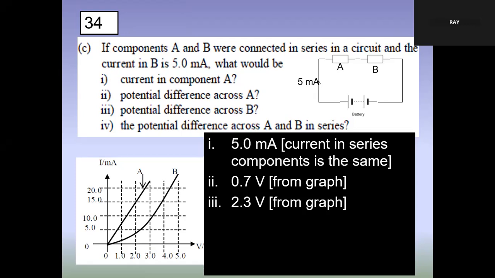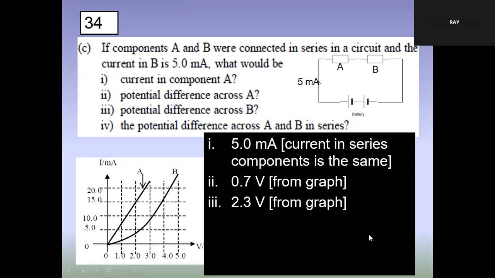What is the problem? Anything that is not clear? I mean, you just compare with the graph, right? Just reading the graph. 5 milliampere there, read the potential difference. 5 milliampere, read the potential difference. You still got 10 minutes left.